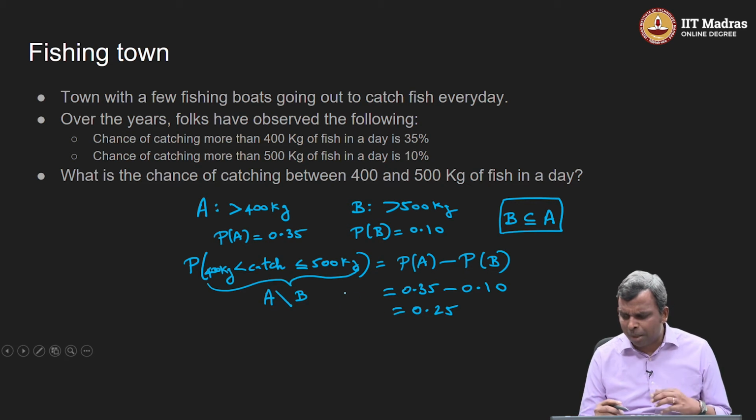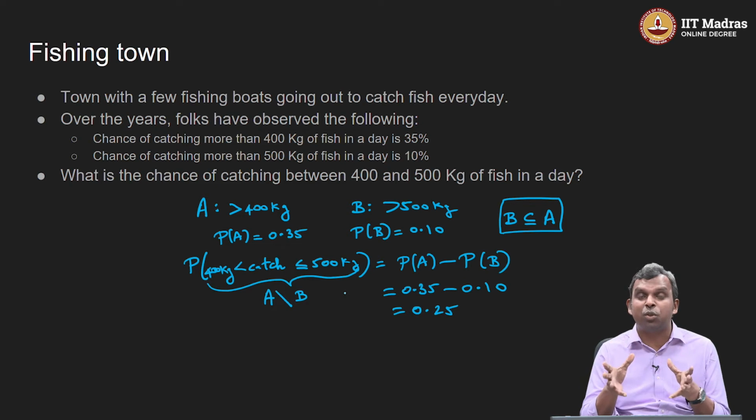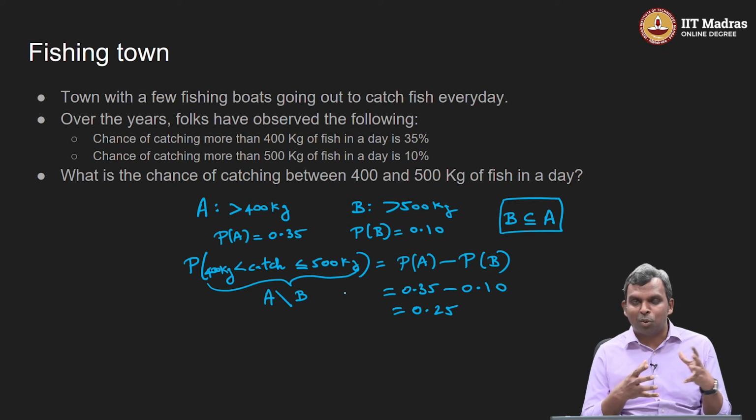Hopefully this is one more example which brought out the point of how you work with probability spaces and events directly using the properties without worrying so much about the sample space and all that. So this kind of example is very critical. We'll use these kind of calculations over and over again.